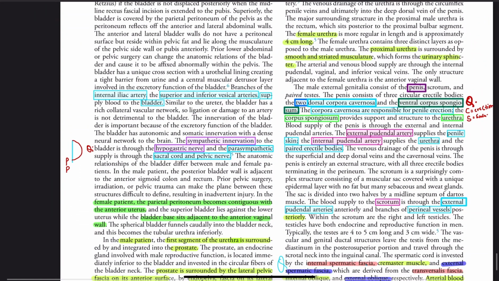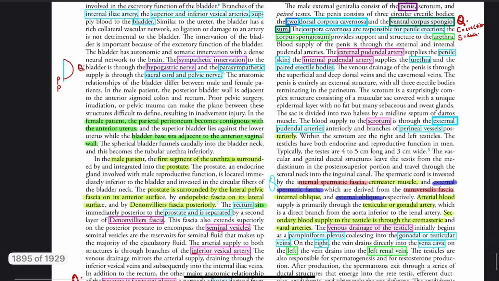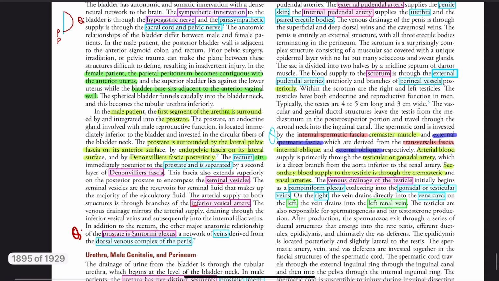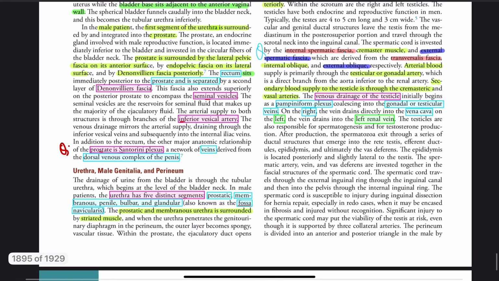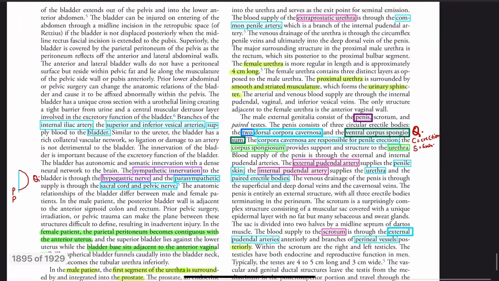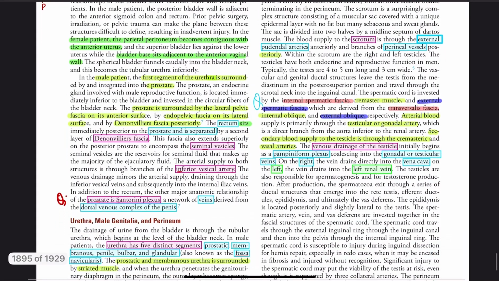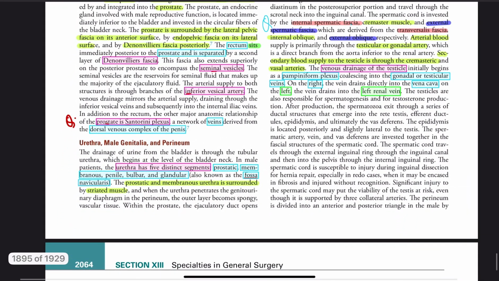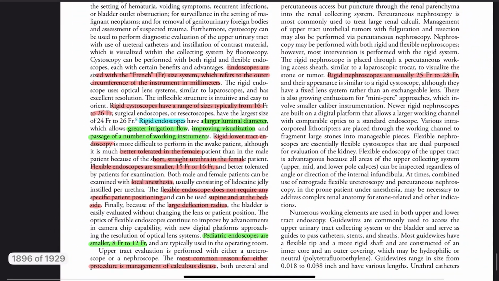The sympathetic supply is derived from the hypogastric nerve and the parasympathetic from the sacral and pelvic nerves. Denonvilliers' fascia is important. Then the Santorini plexus is important. Then the segments of the male urethra are important. Then penile anatomy is important. The venous drainage of the testis is important. For endoscopes, the size, and this phrase is very important, outer circumference, in millimeters. Thank you.